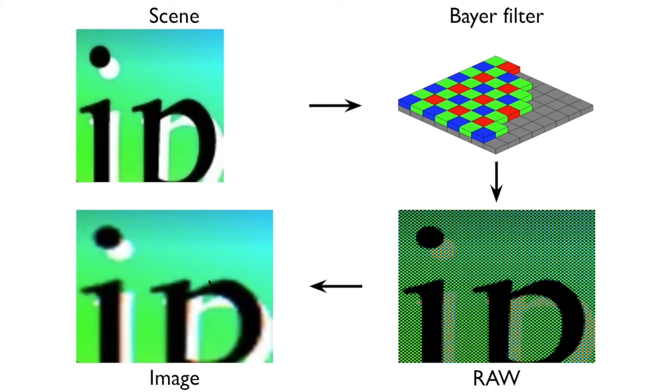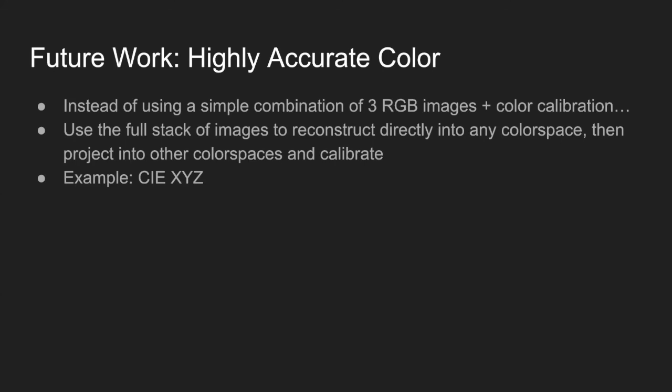So you're losing color resolution in your final reconstructed image from that raw image. So with a monochromatic multispectral camera, you have more chromatic resolution because you're not filtering out with a Bayer filter at the sensor. So currently you can generate a color image by combining 3 RGB images from the multispectral camera and then doing color calibration. But ideally we could use the full stack of images to reconstruct directly into any color space and then project into other color spaces and calibrate.